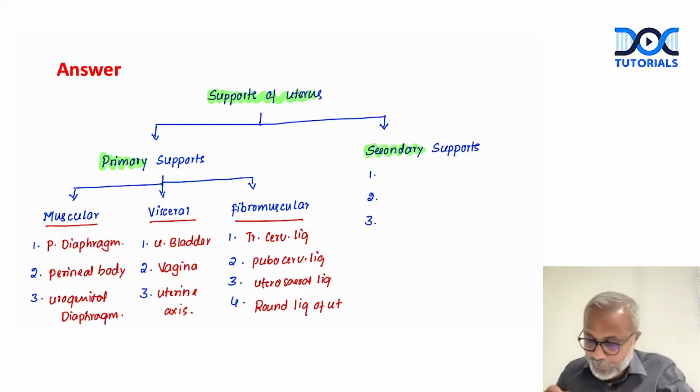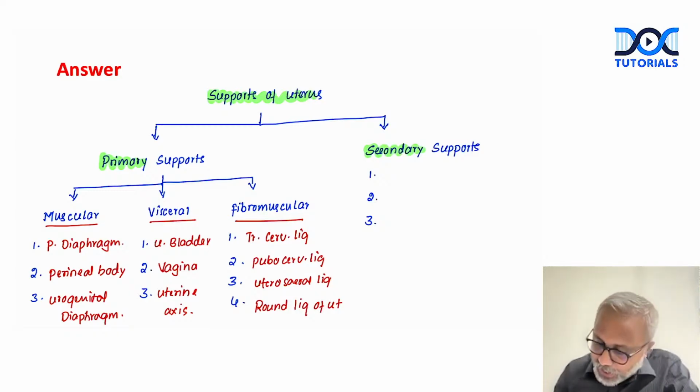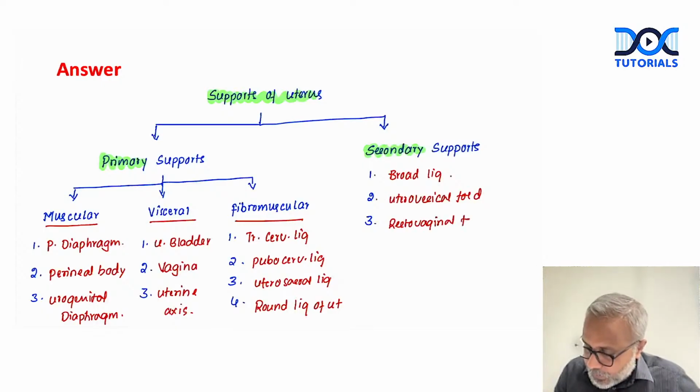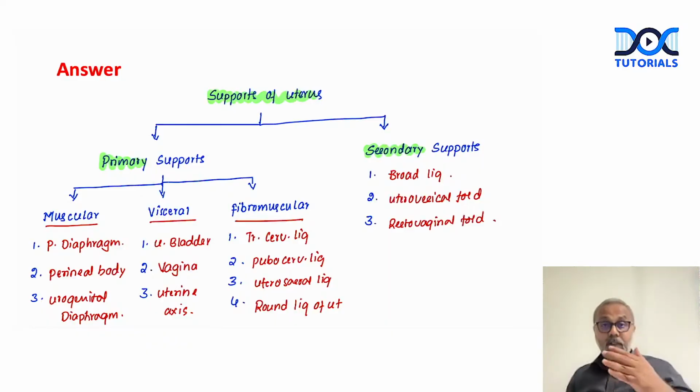List them first. Then come to secondary supports, and in secondary supports, what we have is the broad ligament of the uterus first. Then we have the uterovesical fold, right? We have the uterovesical fold, and then we have the rectovaginal fold, right? So this is how we list.